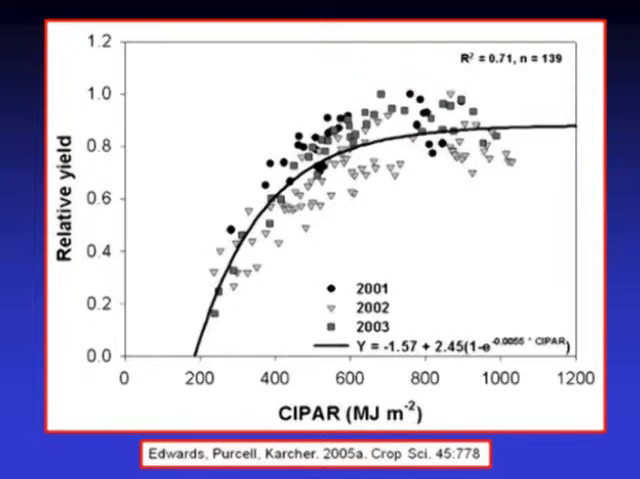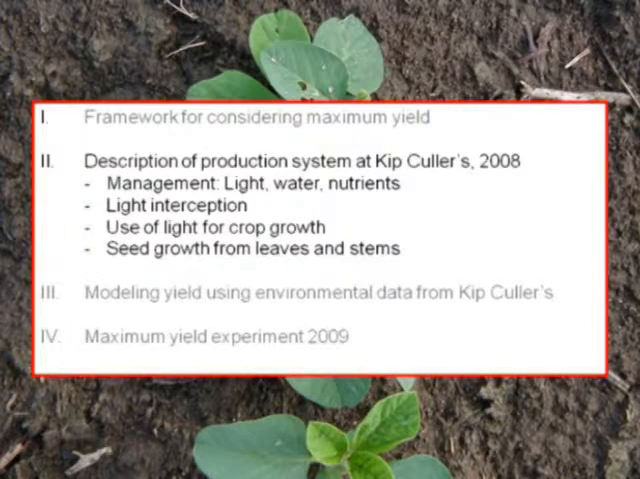But once we've intercepted this much light energy for a maturity group 2 soybean all the way out to maturity group 6 soybean, we're not getting a whole lot of yield increase. And I'll come back to this at the end of the talk and talk about how this relates to work that Mr. Cullors is doing on his farm, or how we think it is. So now I want to turn to Mr. Cullors' farm and talk about some of his production system and how he manages these resources.